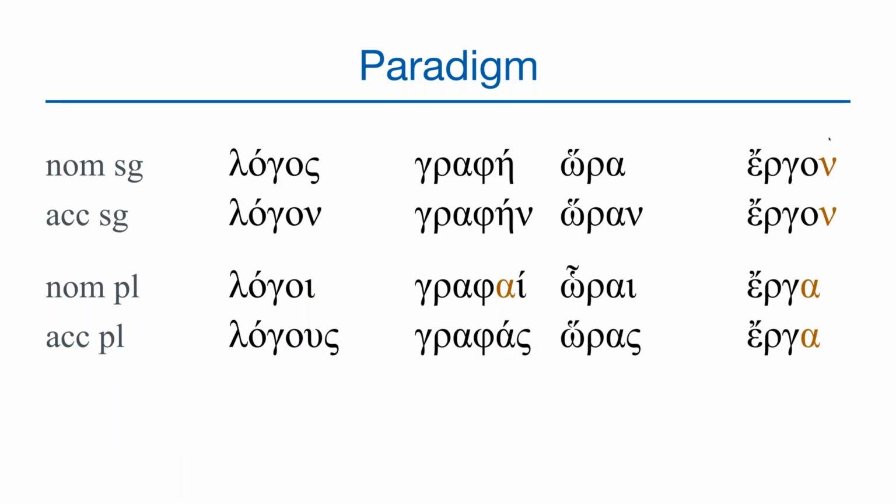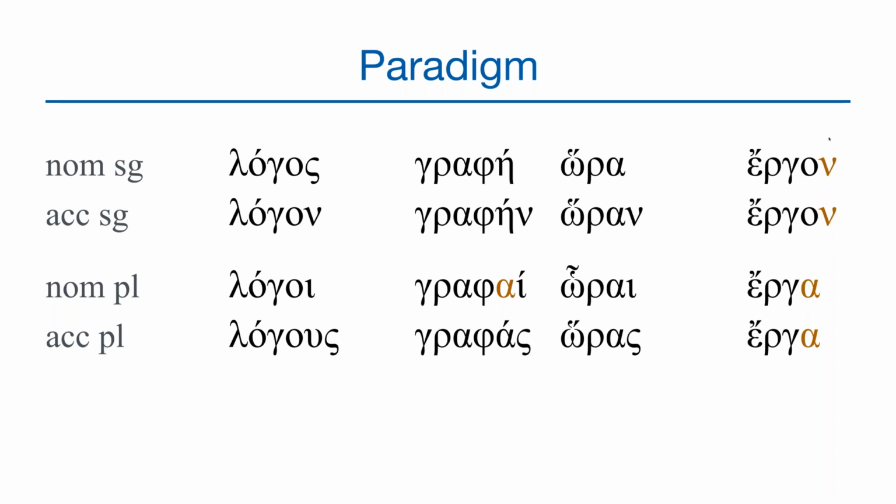So if we take those endings, we can add the words to them, and then we have a paradigm. This isn't the complete paradigm. Each paradigm actually has 8 in it; we're leaving out 2 cases right now. But if you go through this: logos, logon, logoi, logous. So this is the word subject, the word object, the words subject, the words object, and these are both direct objects.